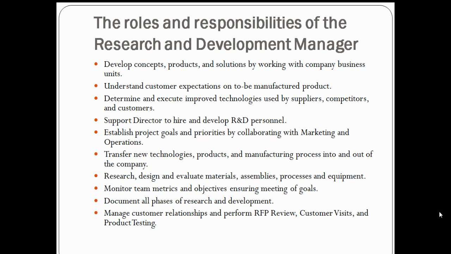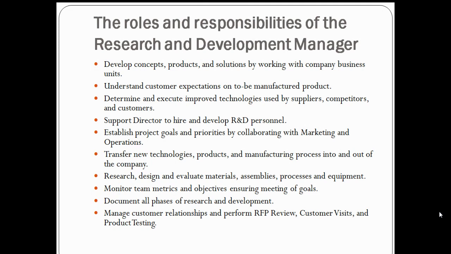The roles and responsibilities of the research and development manager. So under these various functions of the R&D department, the R&D manager has to follow some roles and responsibilities. The first one is to develop concepts, products, and solutions by working with company business units. So that comes under understanding the customer expectations on the to-be-manufactured product.